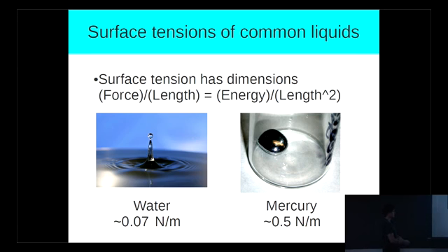Here are some sample surface tensions, just so you know the order of magnitude of the forces in play. Water is fairly typical. It has a surface tension of 0.07 newtons per meter. And mercury has a much higher surface tension, which leads it to have these tighter balls. You can actually make a little ball of mercury and roll it around. So it's about an order of magnitude stronger.